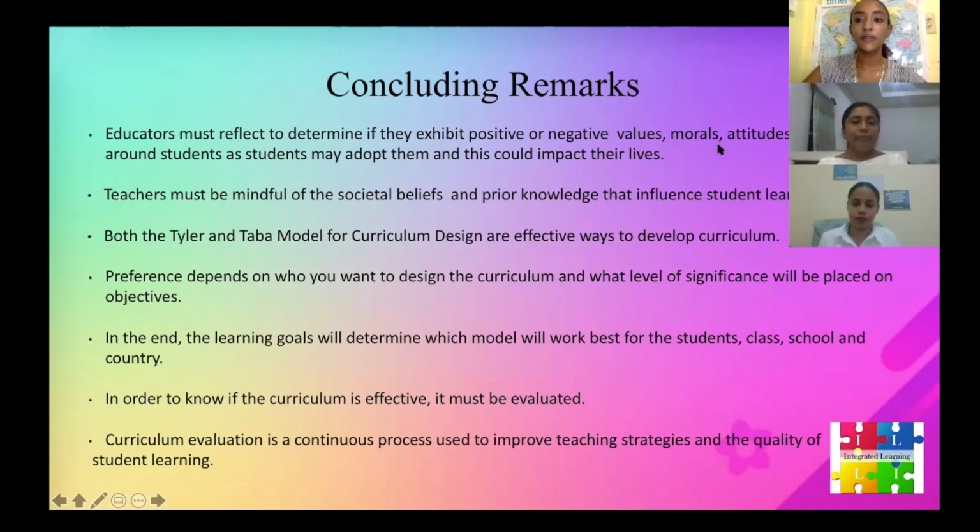In order to know if the curriculum is effective, we have to evaluate it. We cannot do things and not have proof that it is working or not working. Curriculum evaluation is a continuous process. It is used to improve teaching strategies and the quality of student learning.